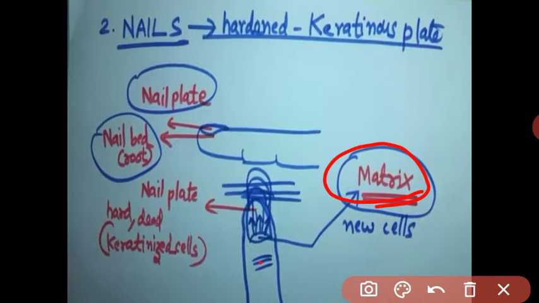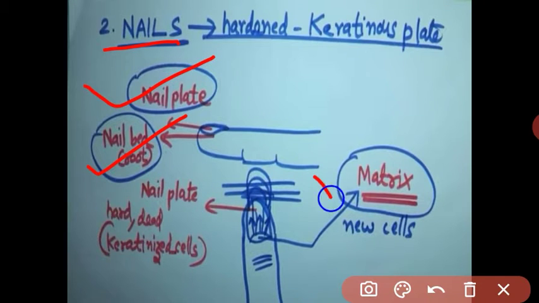These usually produce new cells, which mature and are pushed outside, and older cells grow to the tips of the nails. This is the matrix. Due to this matrix, the nails grow. Got it, student? The nails are a hardened keratinized plate. There are three main parts of the nails: nail plate, nail bed, and matrix.